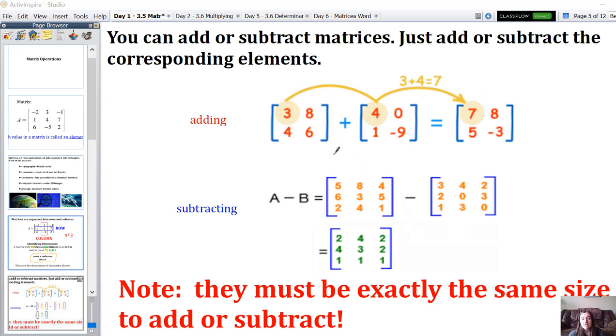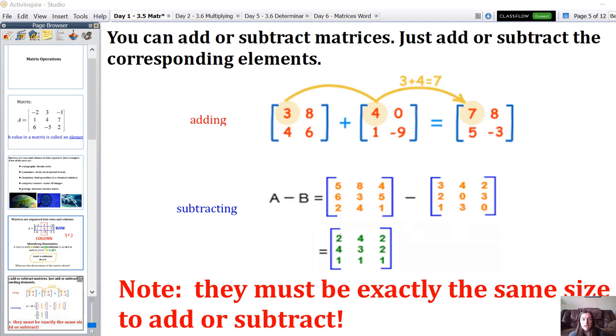First, we're going to talk about adding and subtracting matrices. When you're doing that, all that you need to do is find the corresponding elements in each matrix, the ones that are in the same position, and use your operation. So here, we've got 3 plus 4, that would get us to 7. Same idea with subtracting. Whatever's in the same position, you just subtract those numbers. So like 5 minus 3 gets us to this 2.